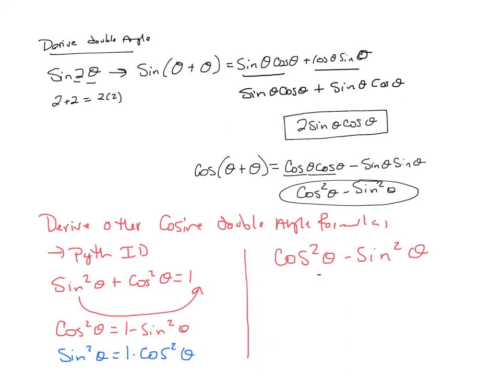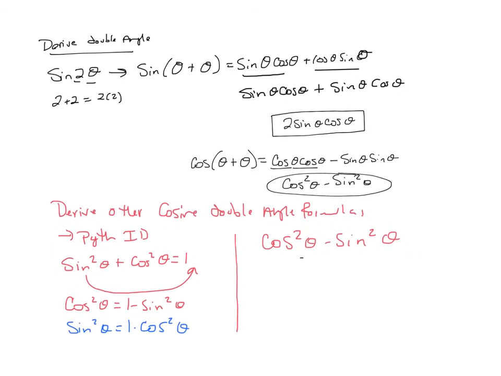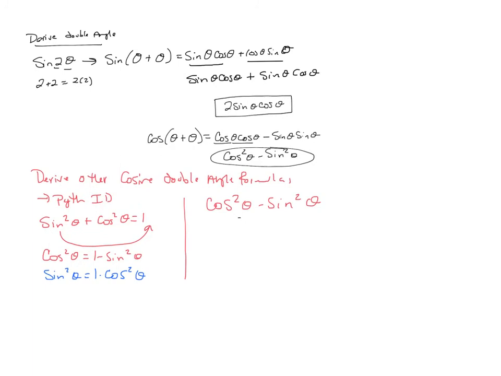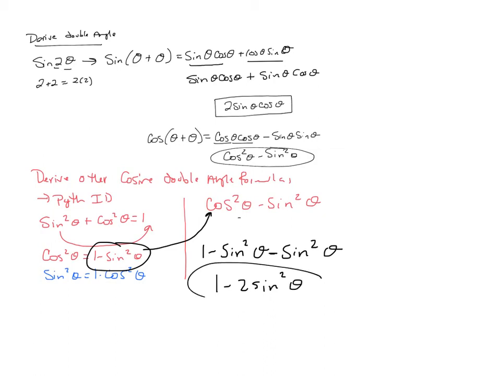So to find one of our guys here, I'm going to take this and replace it for cosine. So this is really good practice with trig identities and manipulating trigonometric expressions. And this is a minus. Okay, so how many sine squares do I have? 1 minus 2 sine squared theta. Boom. There we go.